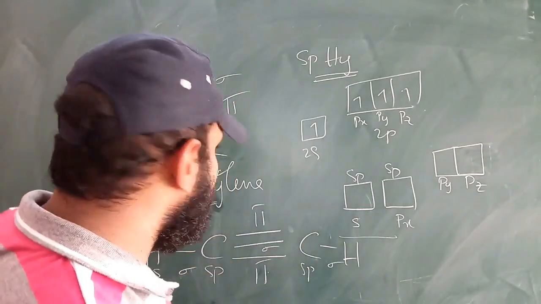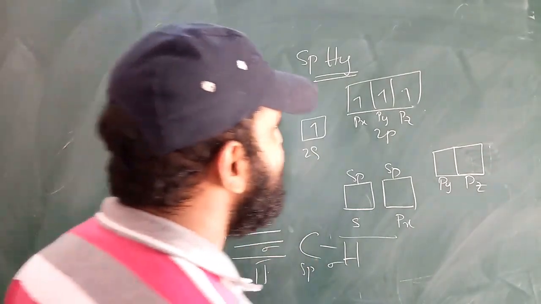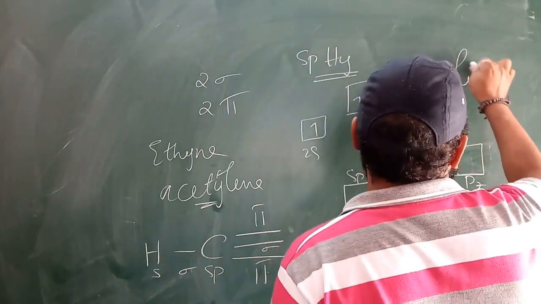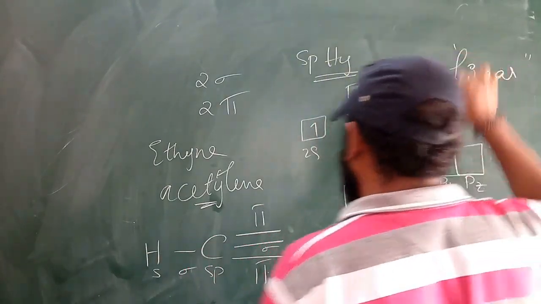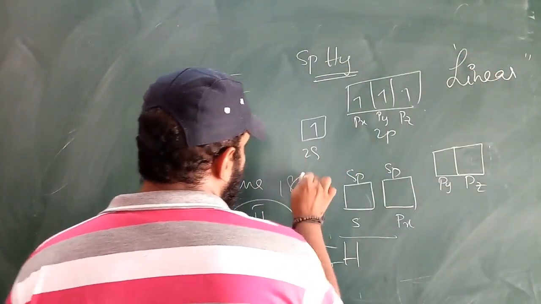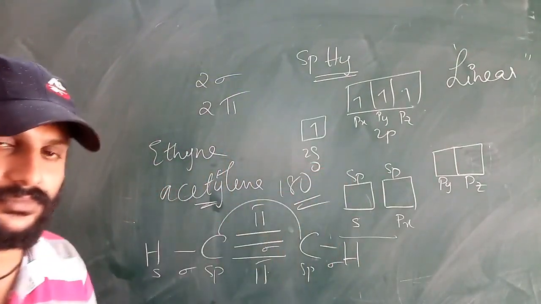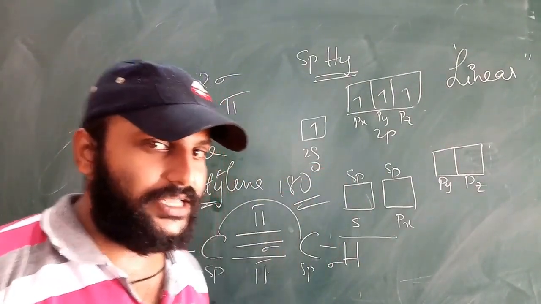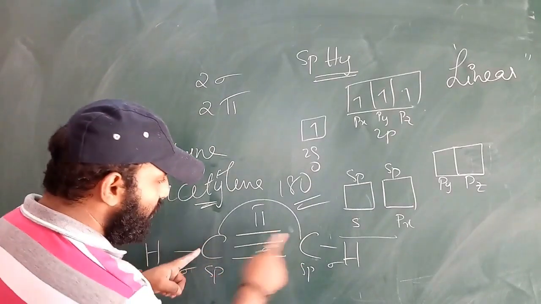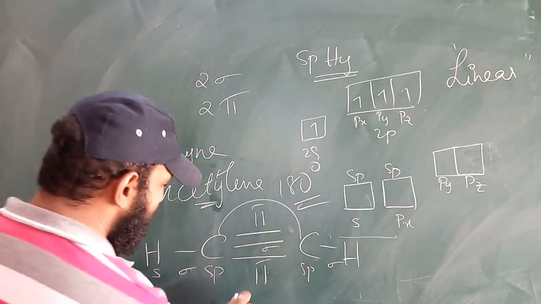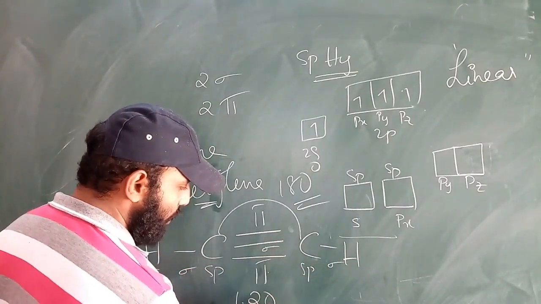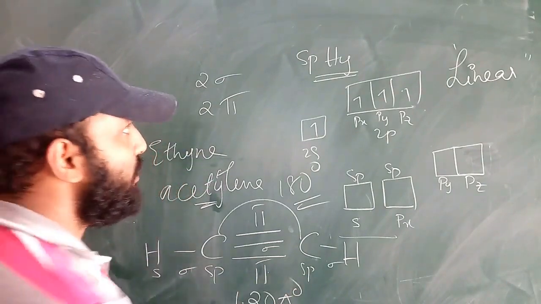What is the example? Ethyne or acetylene. What is the shape? It is linear shape. What is the bond angle? The bond angle will be 180 degrees. Now what is the carbon to carbon bond length in sp hybridization? It will be 1.20 angstroms. 1.20 angstrom is for sp.